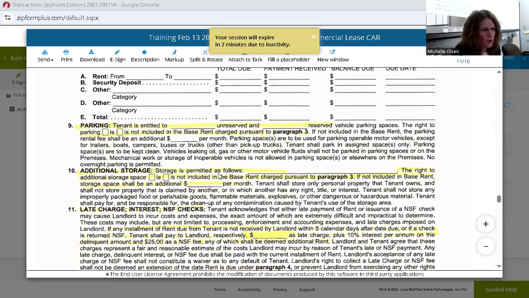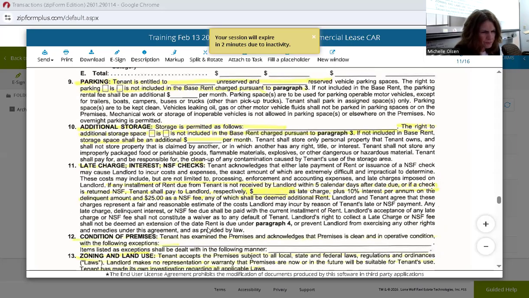Additional storage is permitted as follows. So if there's nothing here, the right to additional storage space most likely is not included in the base rent, okay? So it's usually whatever they can store in their own unit. So make sure these little things you don't miss. It is or is not included. So we want to make a check here. And if there is additional storage that carries a per month fee, that amount goes here. You're always probably going to be checking is not included.